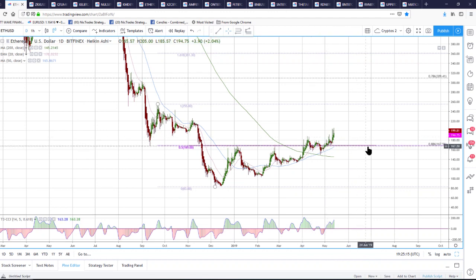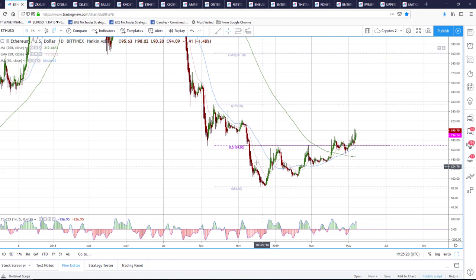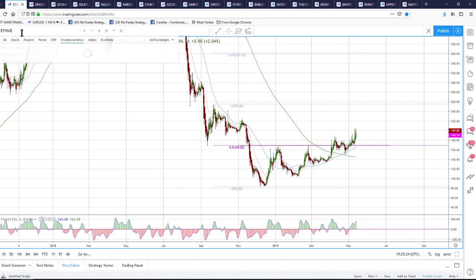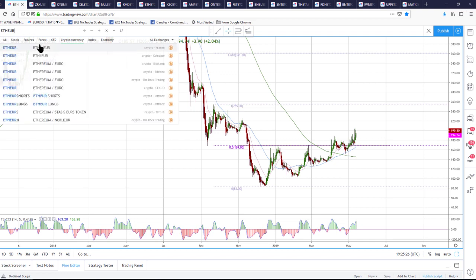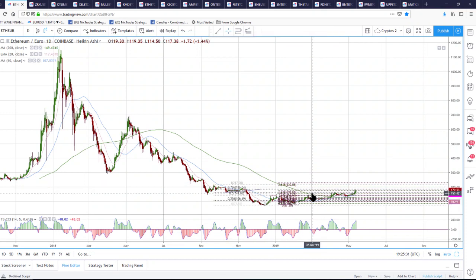This, holding these bullish moving averages and more than the 50% of the last swing, to me is looking quite good for Ethereum. Same in ETH Euro, it's pretty similar. Let's see. I've got my messy chart on here. I need to clean this chart up.